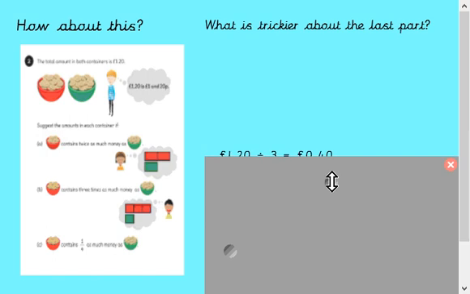Okay, welcome back. The first one then, we know it's £1.20 in total. We need to divide it by 3 because there are 3 parts to the bar model. So each part is going to be worth 40p. In the green bowl, you'd have 40p. In the red bowl, you'd have 80p.